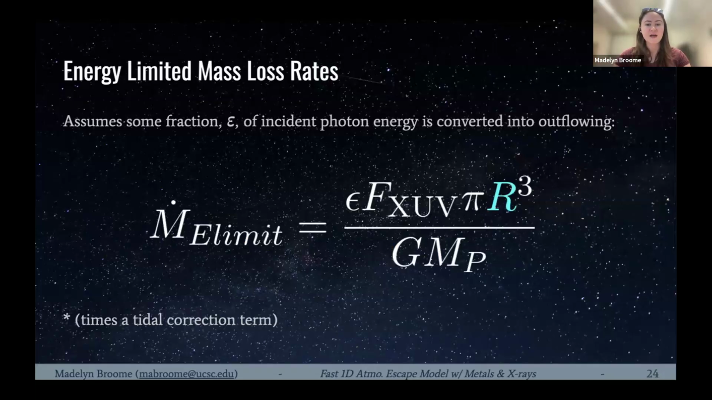This is the idea that 100% or some efficiency of the photons coming in are absorbed at some radius r, and then 100% of that energy, or again, some efficiency epsilon, is converted back out into an outflow. And so the energy limited mass loss rate is just a function of your incoming flux of XUV photons, your planetary mass, and this radius at which they're absorbed, times some tidal correction.